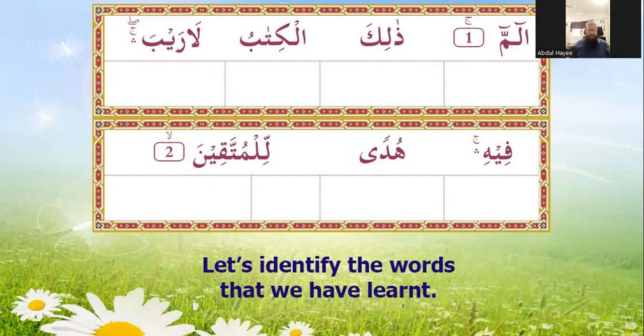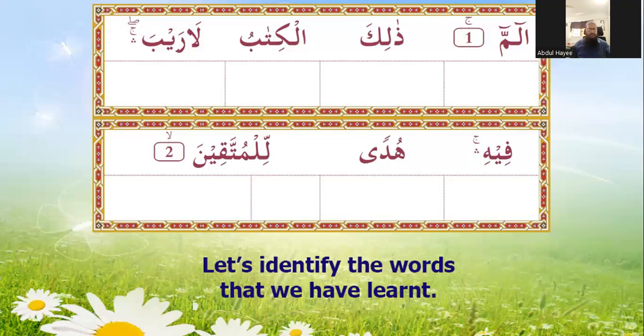Zalika means that. Al-Kitab is an ism because Alif Lam is there. It's a proper noun because Alif Lam is there. And it's singular because we know its plural is Kutub. So Al-Kitab means the book. La, we have studied, means no. Rab, it is a new word. Fihi, breaking it, it has two parts. Fi means in, hi means it, in it.